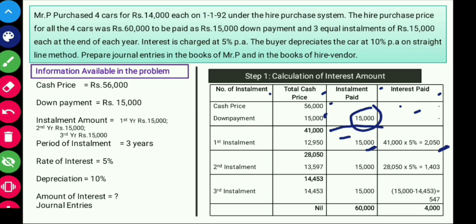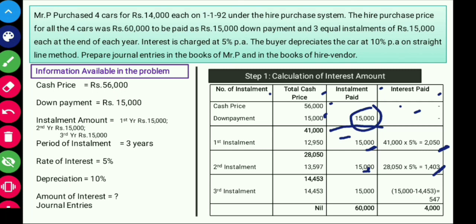Then come to the second installment. For the second installment we have to apply the same rule here. This second installment 15,000 includes the interest amount. So for calculating that interest amount you take this remaining 28,050 rupees, apply a 5% interest rate, and we get 1,403 as the interest at the time of paying the second installment. So deduct it from 15,000, then the remaining 13,597 we get as the cash price.